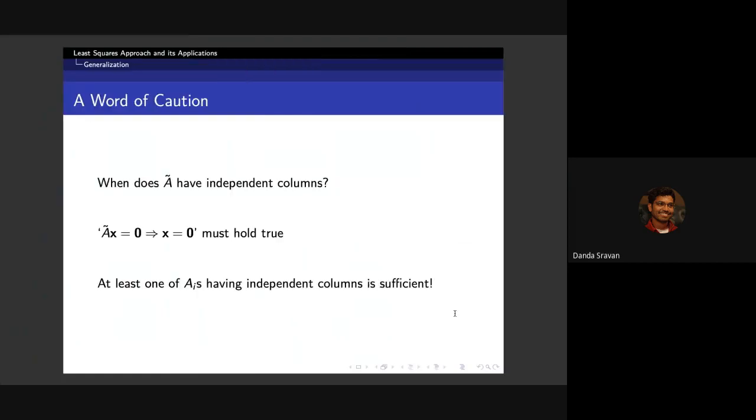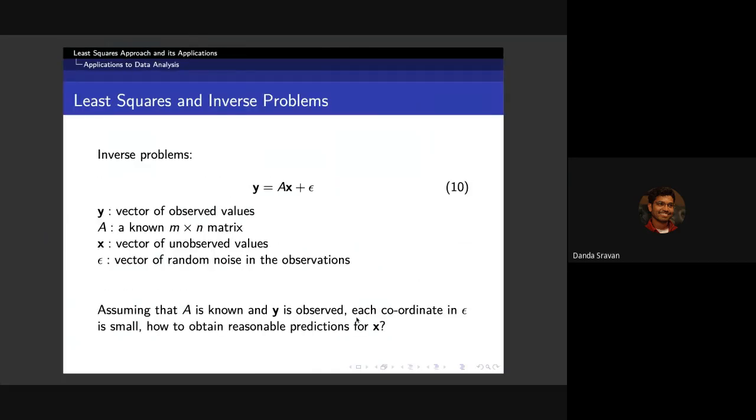Okay, so I'll continue. Let's look at a couple of applications. So least squares has plenty of applications in general, but we'll look at what are called inverse problems. We'll look at two such problems. So what are inverse problems exactly?